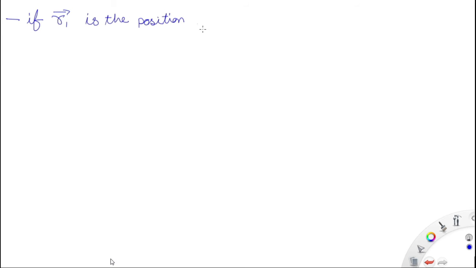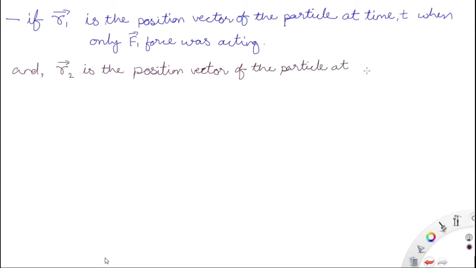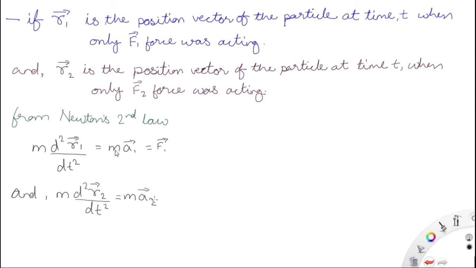If r1 is the position vector of the particle at time t when only force F1 was acting, and r2 is the position vector of the particle at time t when only force F2 was acting, then we apply Newton's second law. Double differentiating the position vector gives the acceleration. So double differentiation of r1, the position vector of point 1, gives mass into acceleration at point 1, equal to F1.